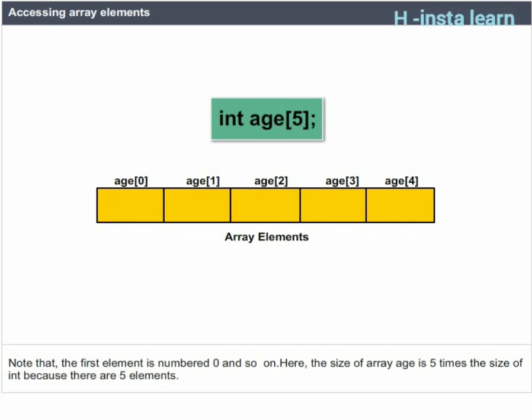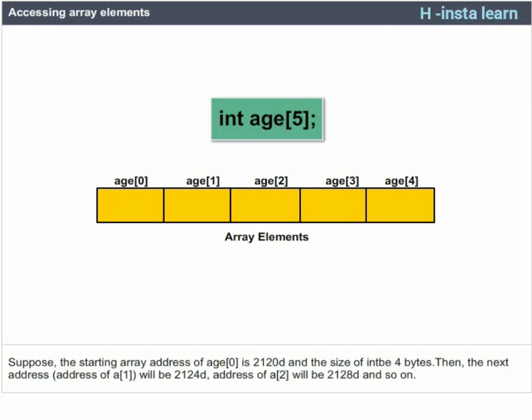Here the size of array age is 5 times the size of int because there are 5 elements. Suppose the starting address of age[0] is 2120D and the size of int is 4 bytes. Then the address of age[1] will be 2124D, address of age[2] will be 2128D, and so on.